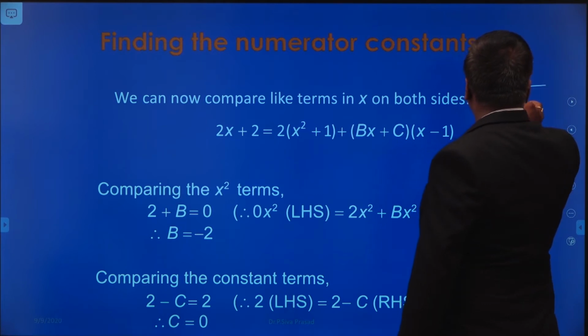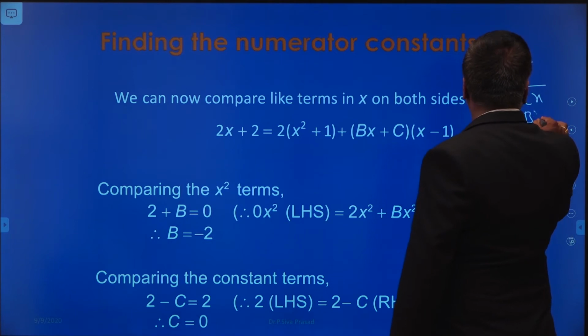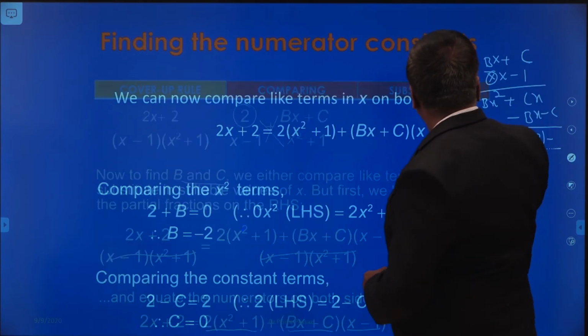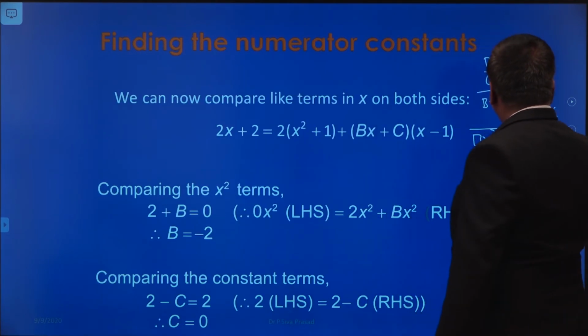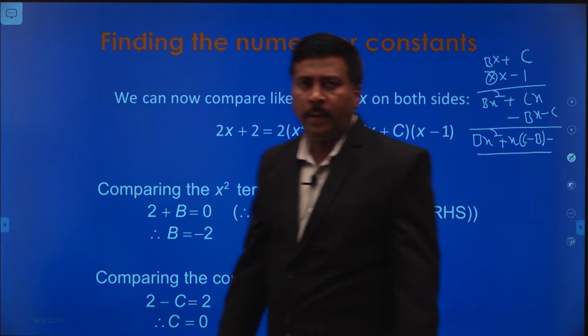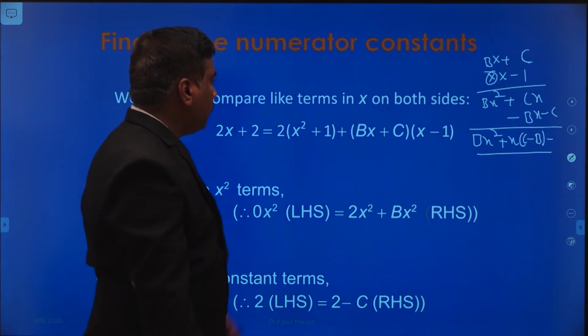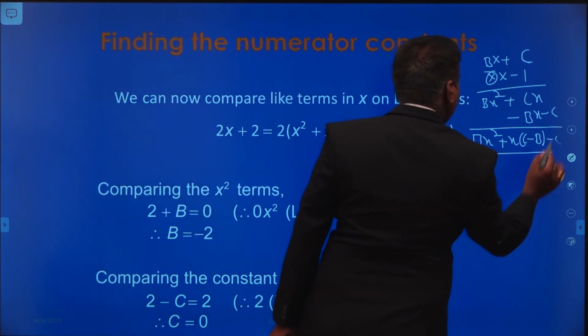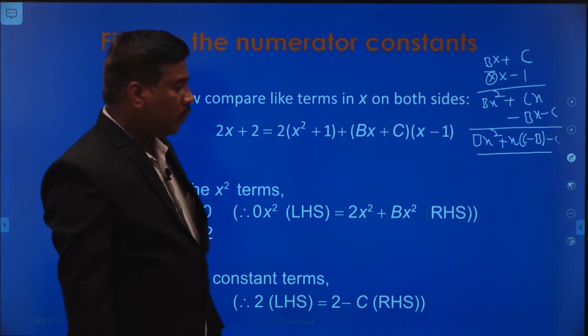Bx square. Next plus cx. Next minus of bx minus of c. Then this is bx square plus x into c minus b, minus c. Therefore, this is the way you have to find, multiply the two algebraic functions. That means we already have to know that. So this is minus of c. Minus of c. All of you catch my point?